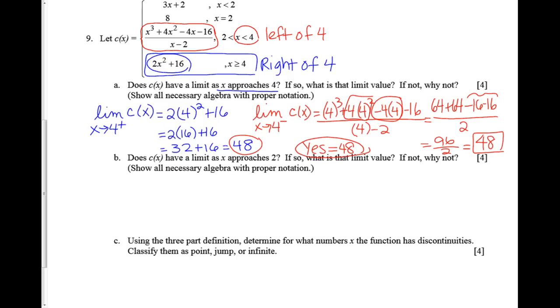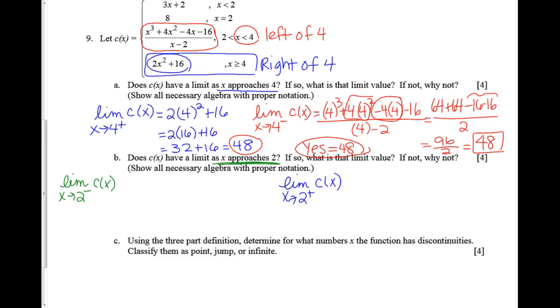All right, part B says, does c of x have a limit as x approaches 2? So if we're looking as x approaches 2, I need to check what's the limit as x approaches 2 from the left of c of x. And then I have to check what's the limit as x approaches 2 from the right of c of x. And I have to see that those two things are equal.